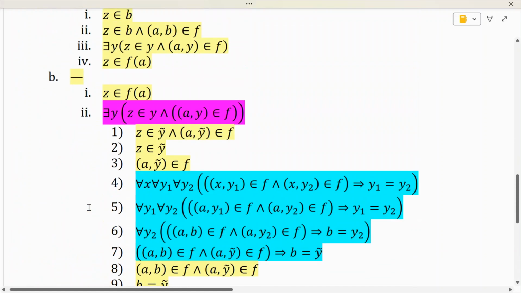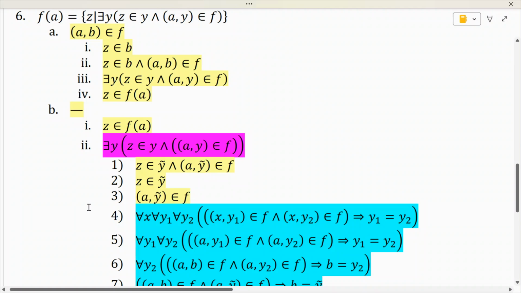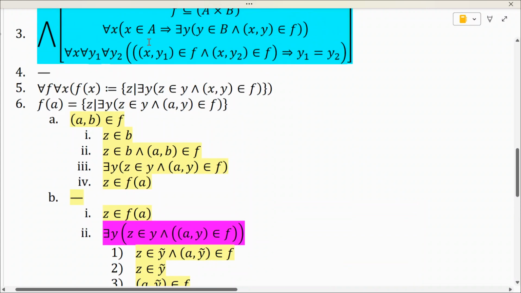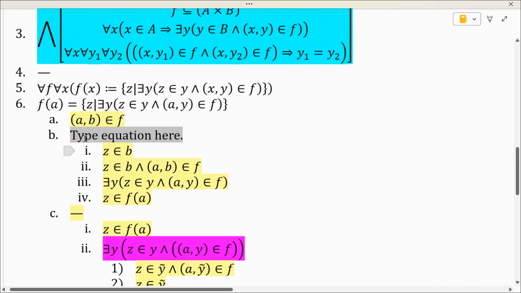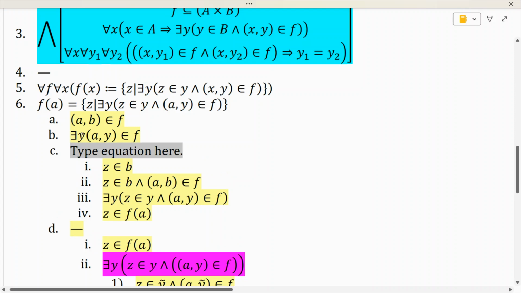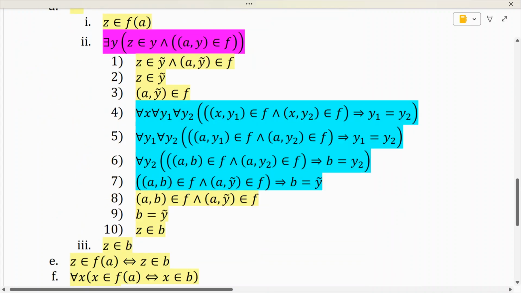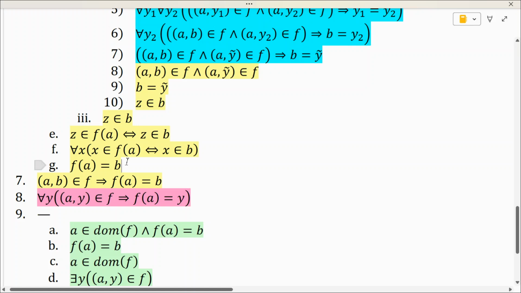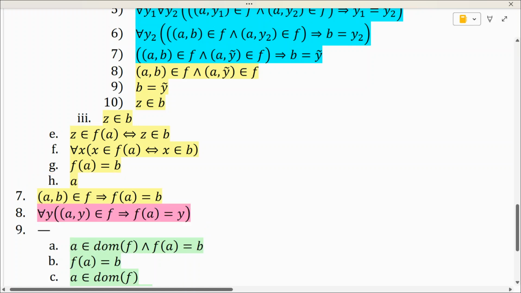Well, we might want to include one more thing here. Indeed, there exists a y such that a comma y is in f, and then by definition, a is in the domain of f. So we might want to also put a in domain f.